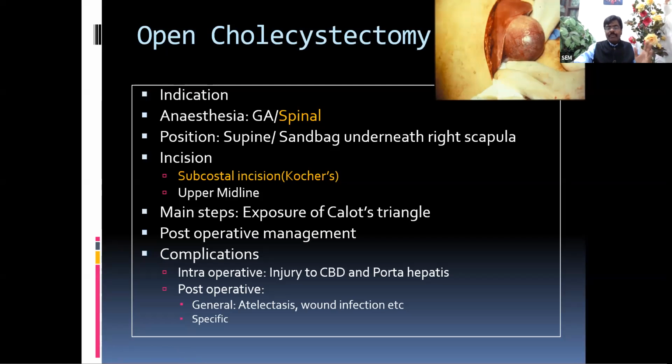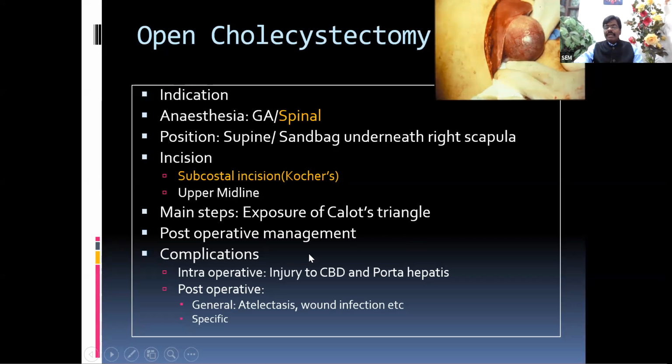So failure of lap chole or unfit for general anesthesia. These are the 2 indications. Third, you can add unusual conditions like a porcelain gallbladder, because there it is very difficult to do a laparoscopic cholecystectomy. And then you make a subcostal incision, and then you expose Calot's triangle, then you remove.